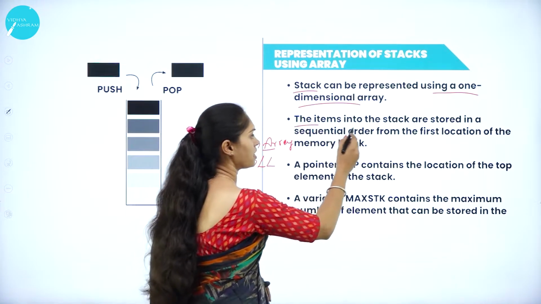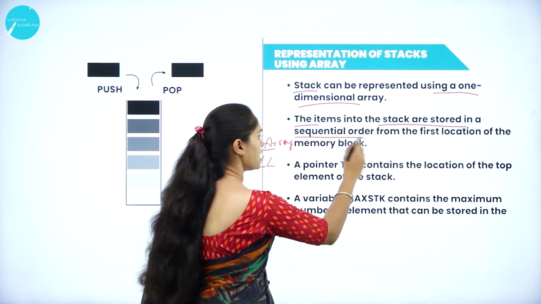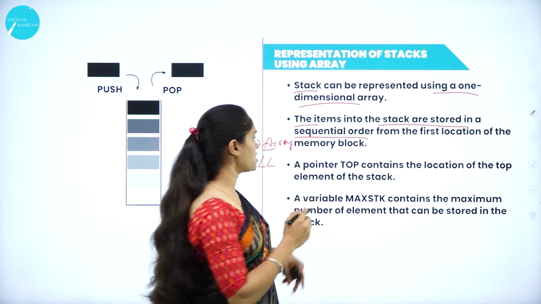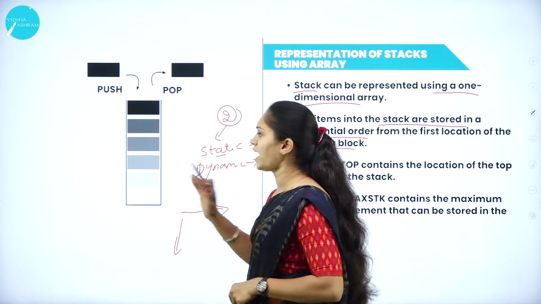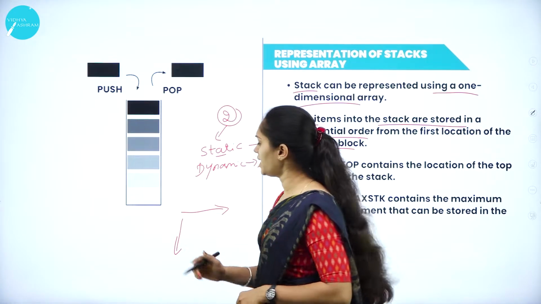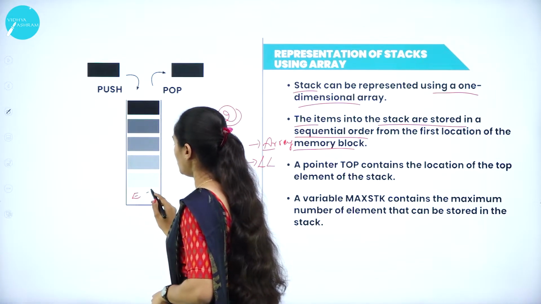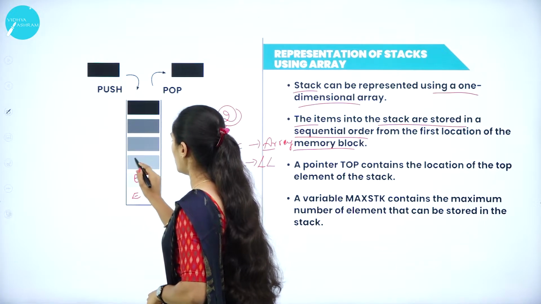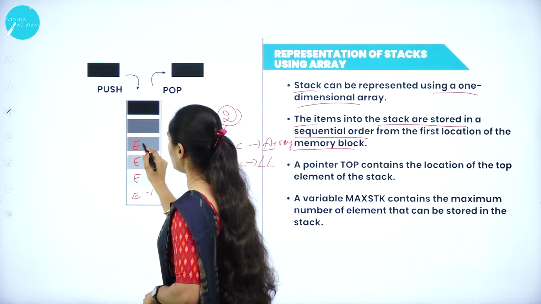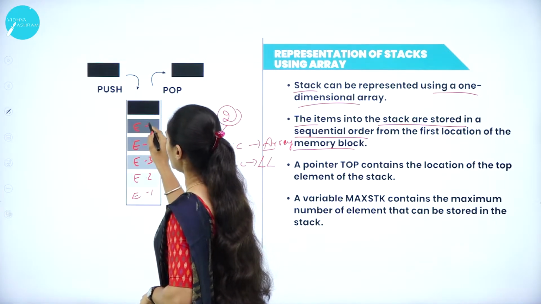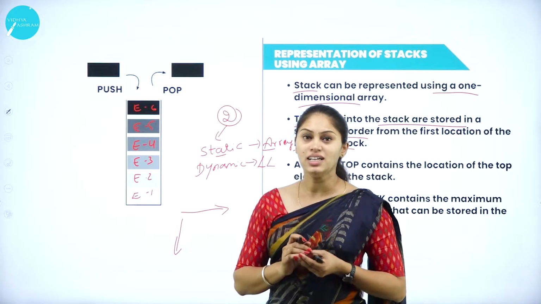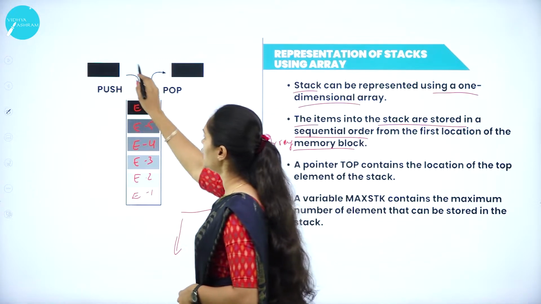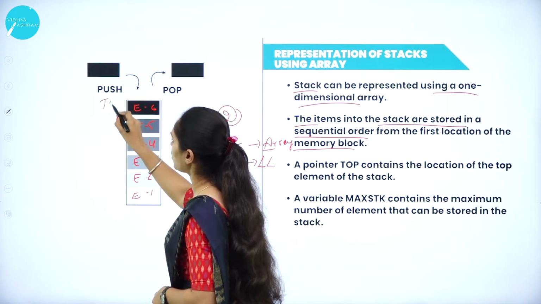The items in the stack are stored in sequential order from the first location of the memory block. For example, here I have created one stack. How many elements are there? It can be element 1, element 2, element 3, element 4, element 5, and element 6. How am I going to add an element to the stack? That is from the top end.